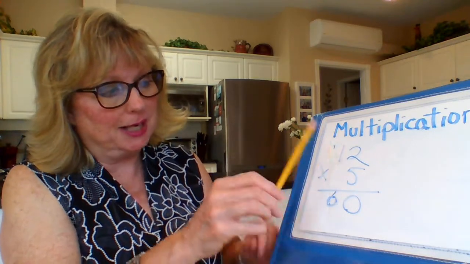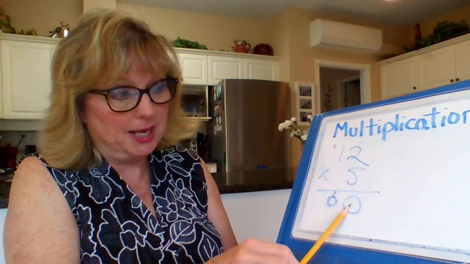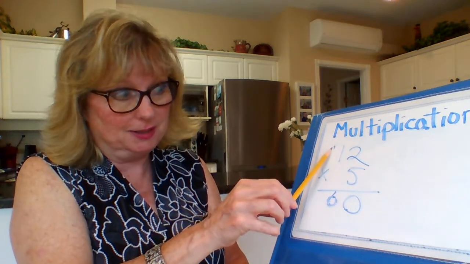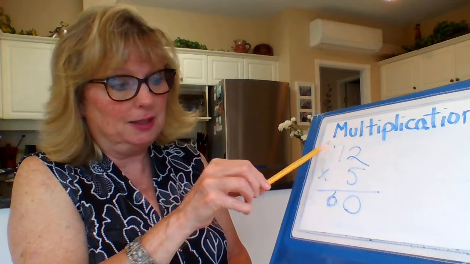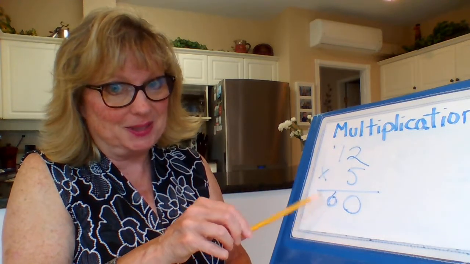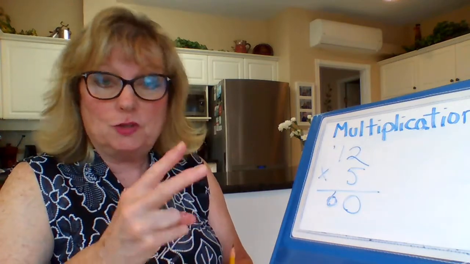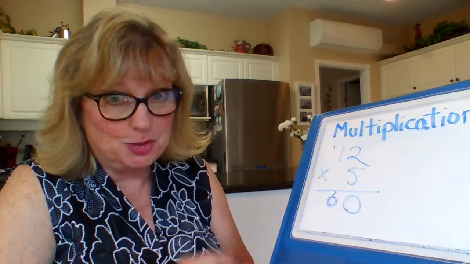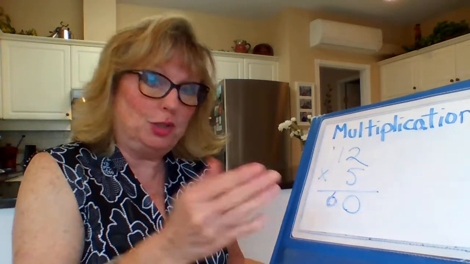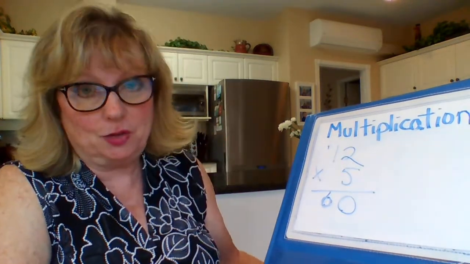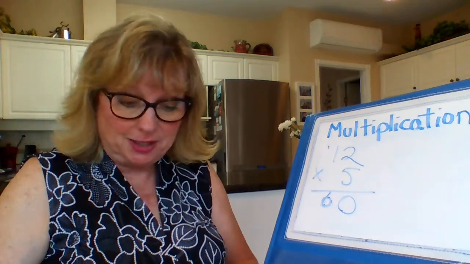So let's break it down. We have the ones column. 5 times 2, 10. Carry the 1. 5 times 1 is 5. Plus 1 more 10 is 6. So when we do the bigger numbers like this in multiplication, you have 2 thinkings involved, 2 thoughts. Multiply and add when you're going to carry those 10s over. Okay. So let's practice another one.